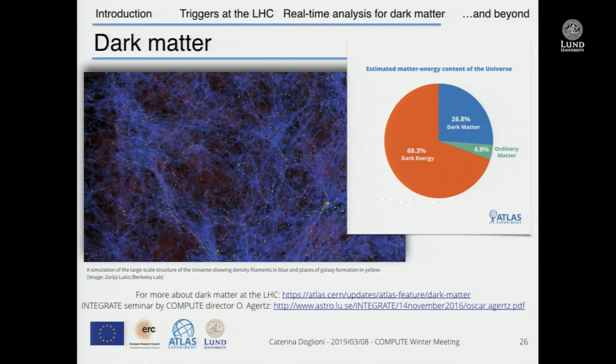There's about 85% of the matter content in the universe that we don't know what it is. It's not included in the standard model. Maybe it's not a particle, but if it's a particle, it's not a particle we know. So this is that slice of the pie there. And you can see an explanation for the large-scale structure of the universe in a nice seminar by Oscar, actually, that I found on the web.